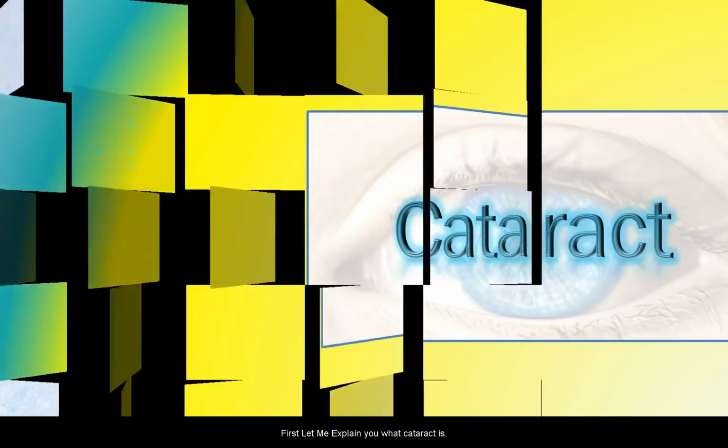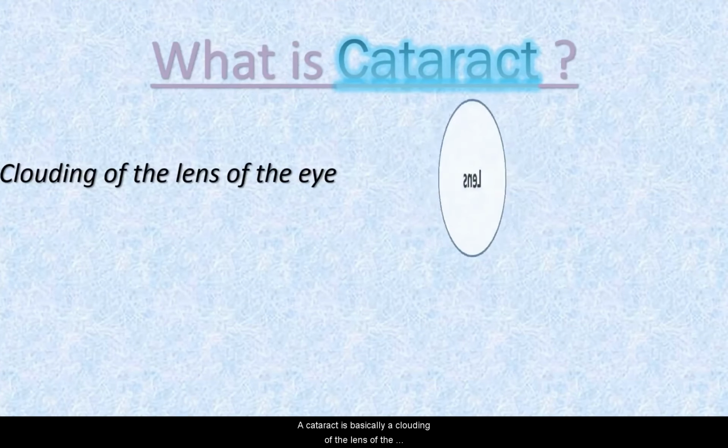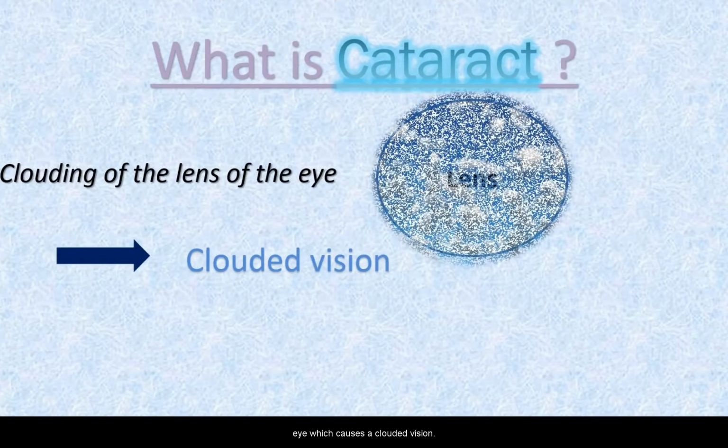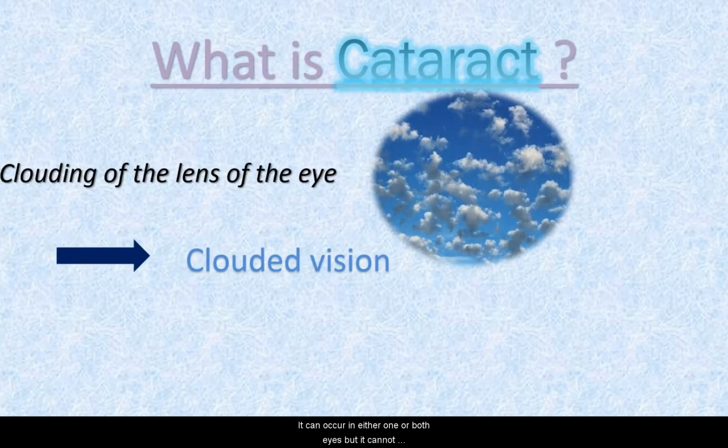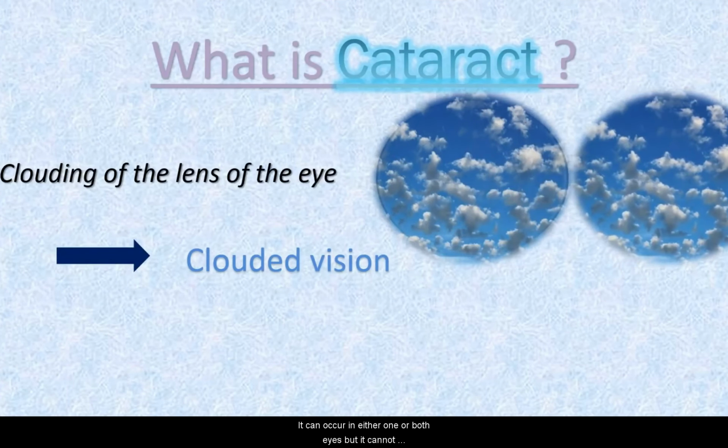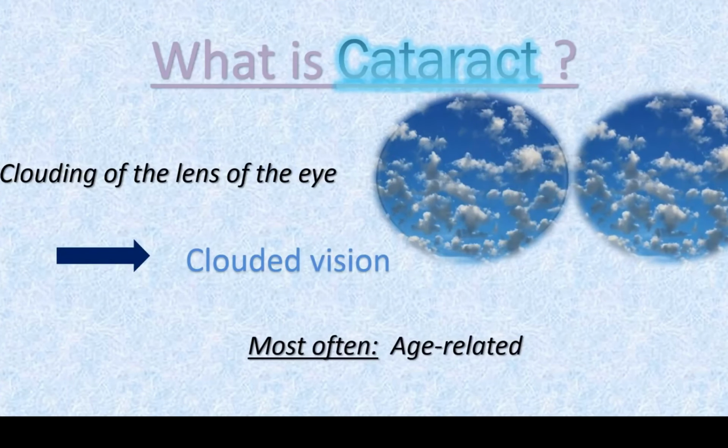First, let me explain what cataract is. A cataract is basically a clouding of the lens of the eye, which causes clouded vision. It can occur in either one or both eyes, but it cannot spread from one eye to the other. Most cataracts are related to aging and are very common in older people.